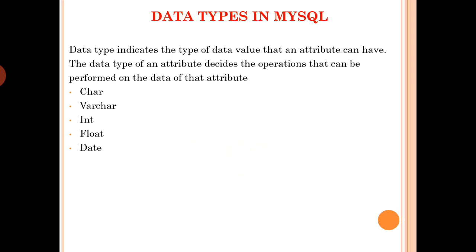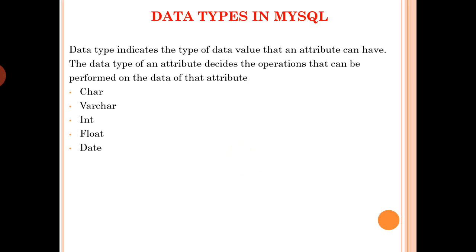VARCHAR(n) specifies character type data of length n, where n could be any value from 0 to 65,535. But unlike CHAR, VARCHAR is a variable length data type.